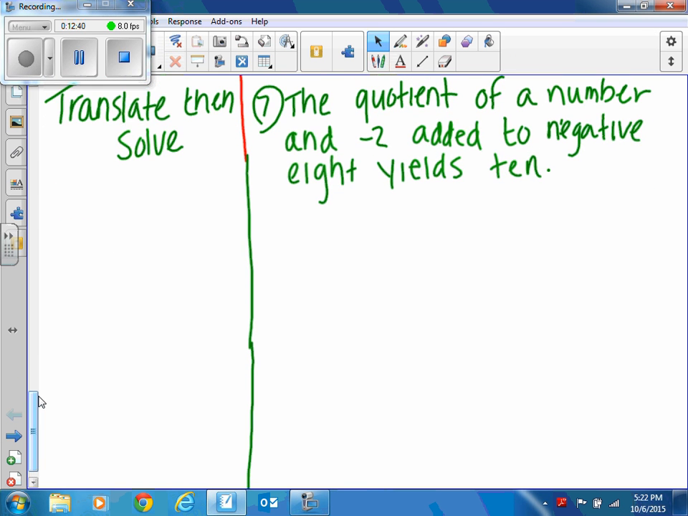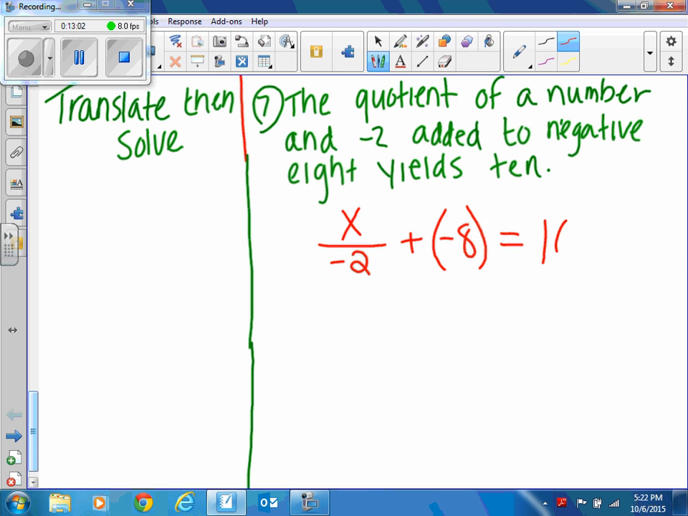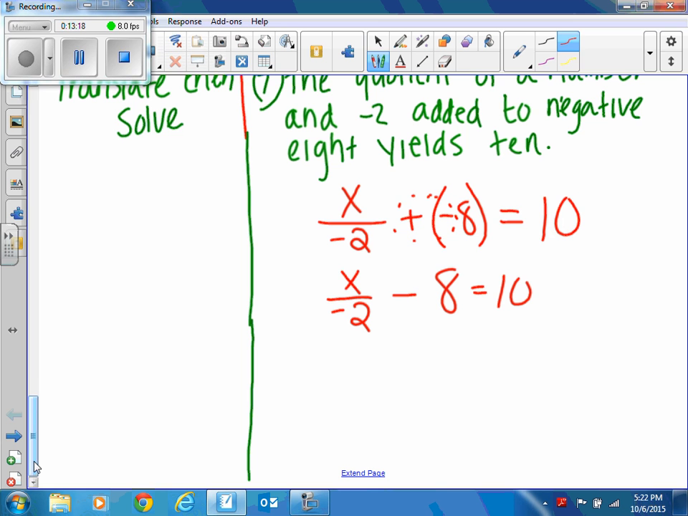So the quotient, right? The quotient of a number and negative 2, quotient means to divide. So a number, we're going to call that x, and negative 2. So that quotient added to, so we're going to add it to negative 8. I'm going to just put that in parentheses. And it yields, right? Yields means to be equal to 10. All right, well, this kind of looks familiar to something we've seen before. First, let's eliminate these double signs. X divided by negative 2. A positive and negative gives us a negative 8 equals 10. Well, now this looks very familiar to something we've done before.